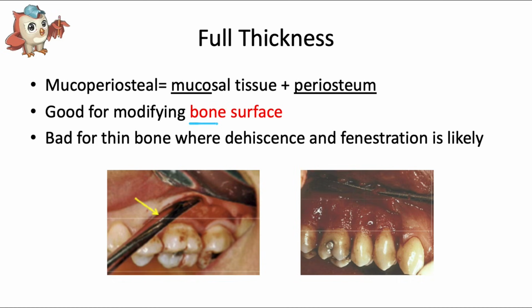This type of flap is indicated when you need access to the bone for osseous resection or basically any time you need to modify the surface of bone. It's contraindicated in areas where the alveolar bone is already thin and dehiscence or fenestration is likely.